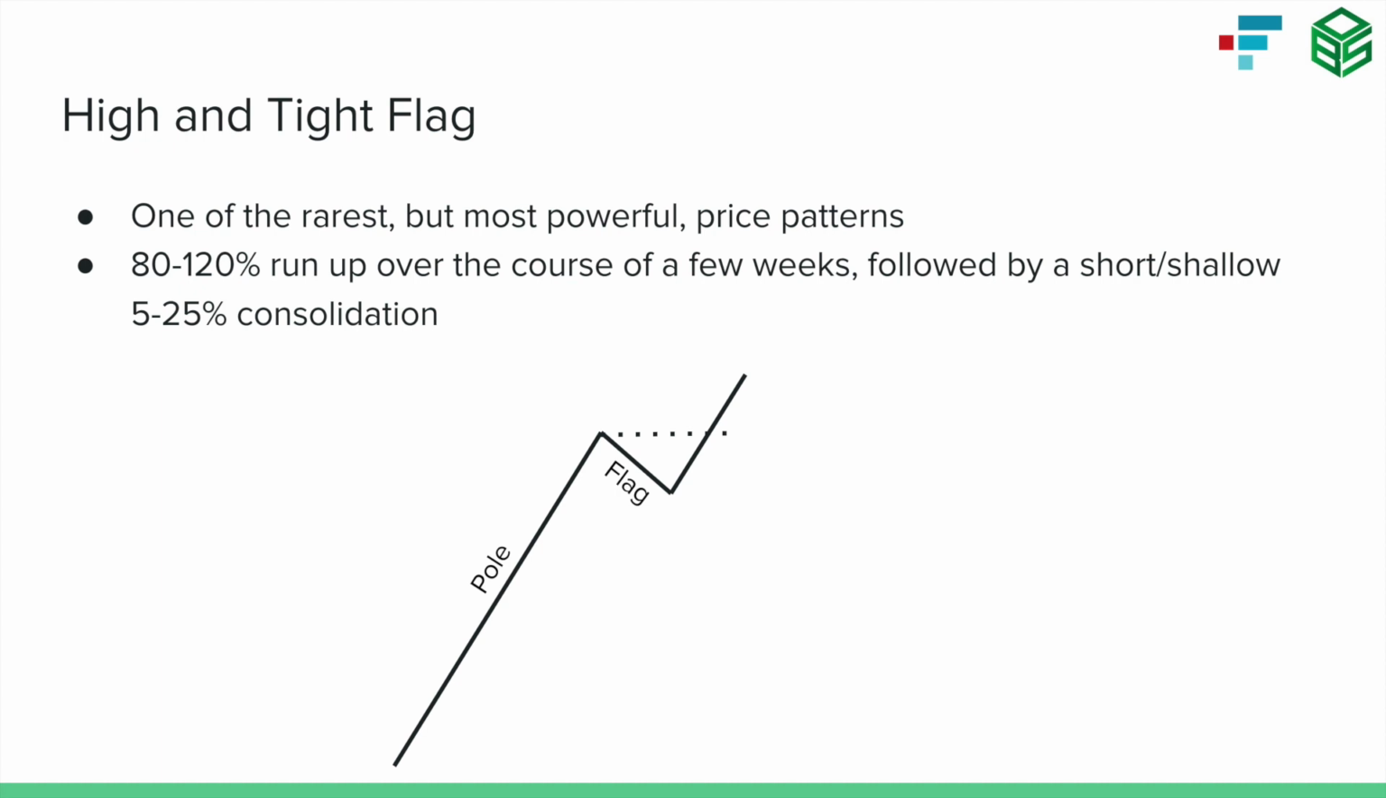And then we want that to be followed by a short and shallow consolidation to build this flag. Generally speaking, we want it anywhere from 5 to 25%. What we don't want is a flag that is relatively deep. Once you start to get over 25%, then that flag's a little too deep to be classified as a high and tight flag. What we're looking for is a significant run up followed by a short consolidation, also ideally on light volume.